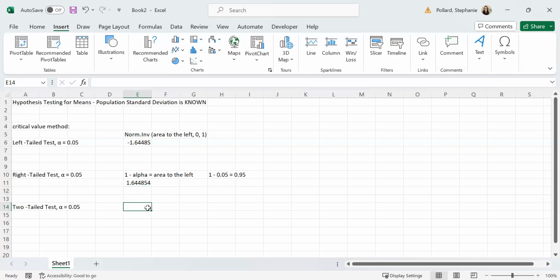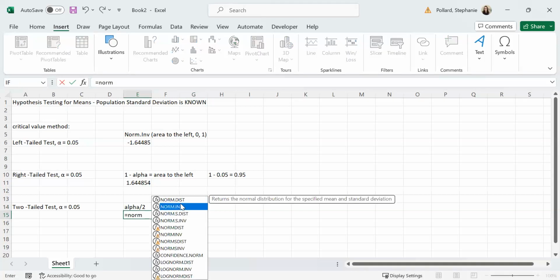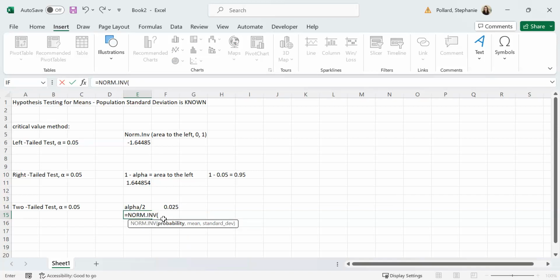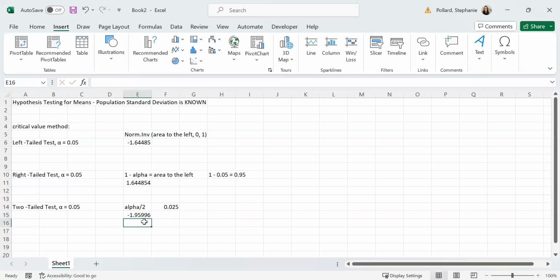Now the last one, your two-tailed test, is a little bit different. So your alpha here is getting split in half into 2 tails. So the way you're going to start first is you're going to take whatever your alpha is, and you're going to divide it by 2. So in this case, we're looking at 0.05, and we're going to go ahead and cut that in half. And when we do that, we get 0.025. So in my formula, norm inverse, I'm going to use this probability instead. Still 0, 1, and hit enter. And that would give us the left side for the critical value.